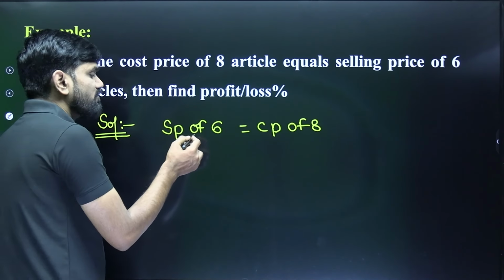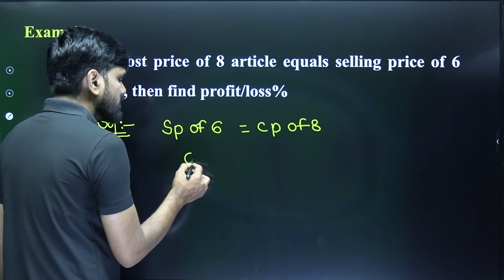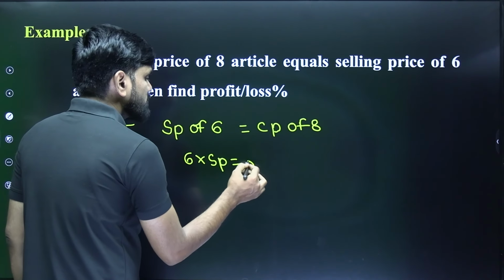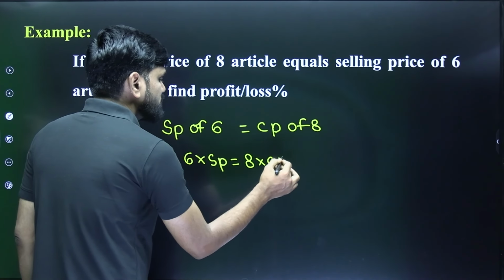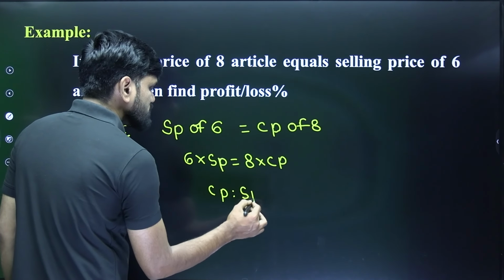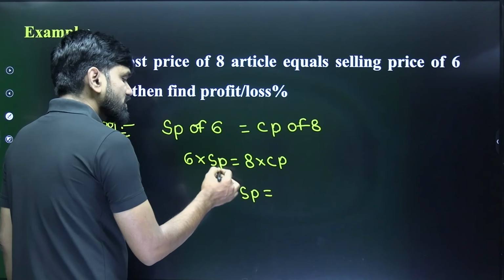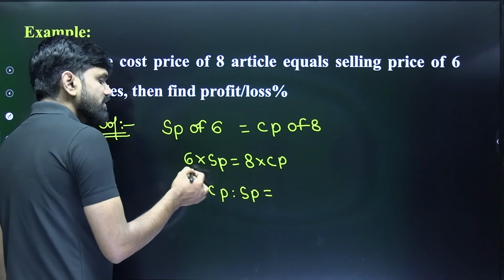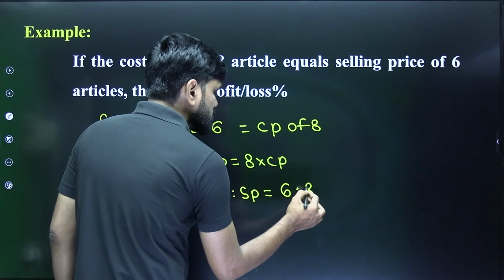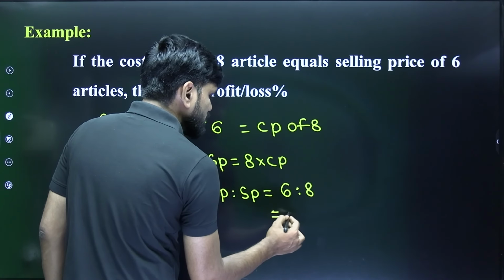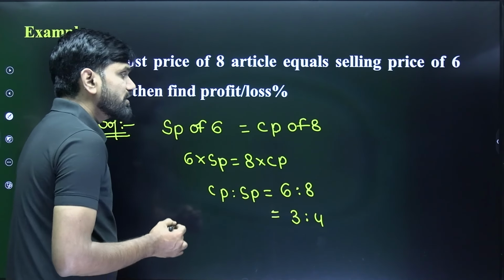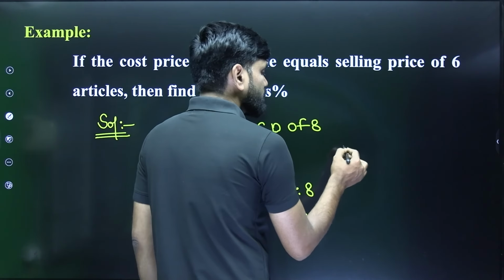Now this "of" is nothing but "into", so you can write it as 6 into SP is equal to 8 into CP. This gives you the ratio of CP/SP. CP by SP, sending SP to that side, is equal to 6 by 8. That is 6 is to 8. What is the ratio here? 3 is to 4.